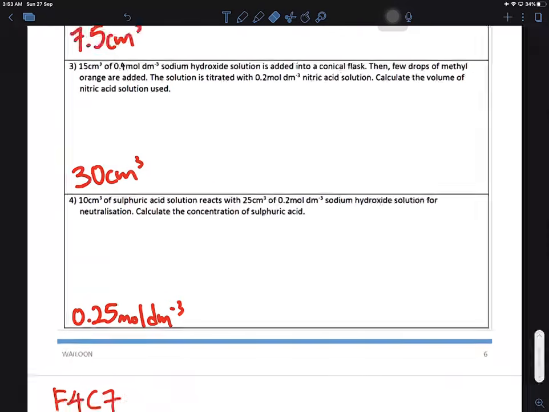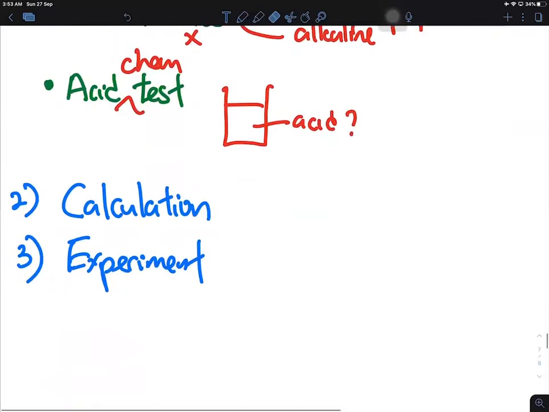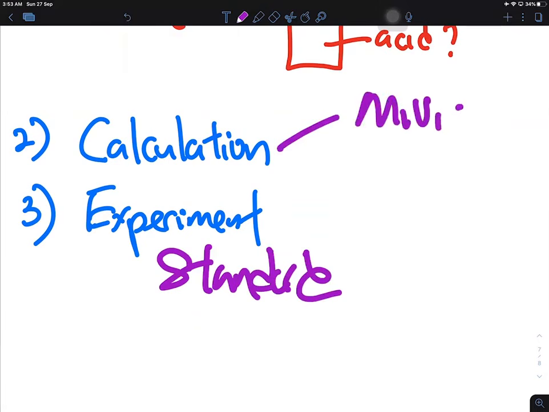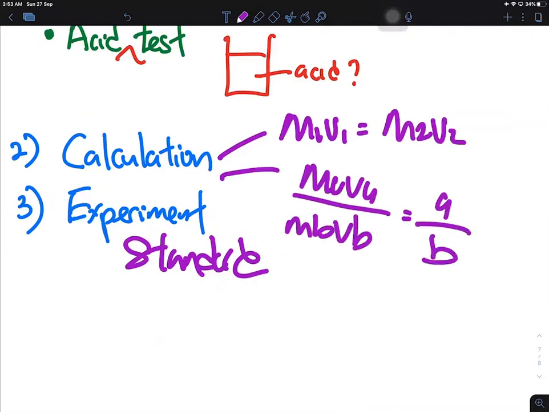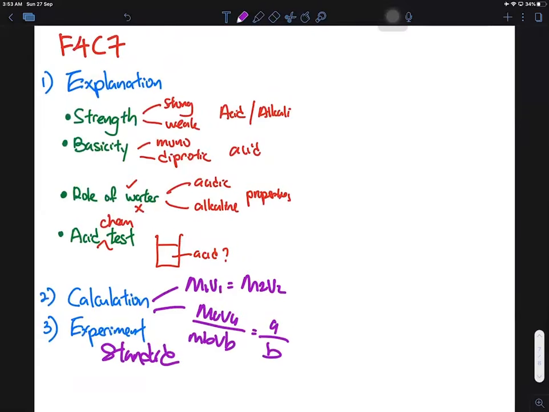Okay. So this is for chapter 7, the explanation part, the calculation, and the experiment for standard solution. Calculation has 2 formulas: dilution, M1V1 equals M2V2, and neutralization, MAVA over MBVB equals A over B. So this is the short video for your Form 4 chapter 7. So remember to read your book as well. Don't just watch this video and assume that it is everything in this chapter.